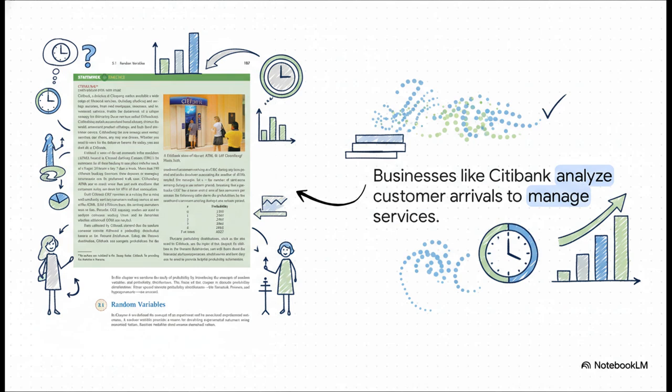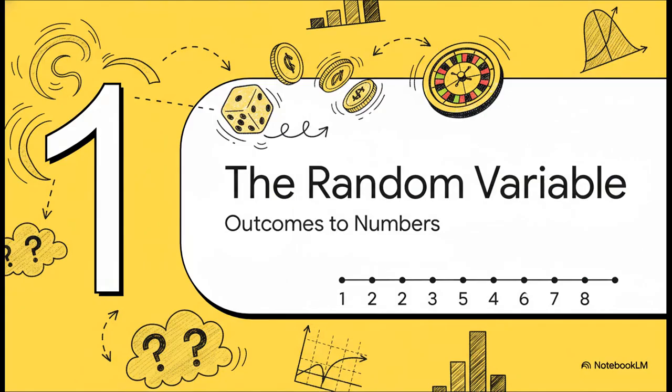And this isn't just some abstract idea. Just look at this real-world example right from the source material, Citibank. They are constantly looking at how many customers show up at their ATMs. They are not guessing. They're using the exact principles we're about to talk about to turn that random flow of people into useful data. Data that helps them manage their services, keep the machines running, and ultimately make their business better.